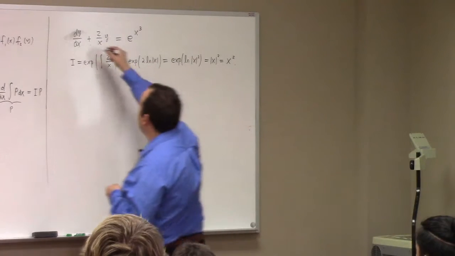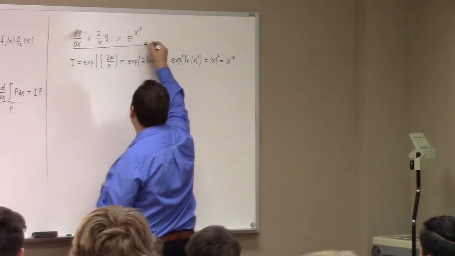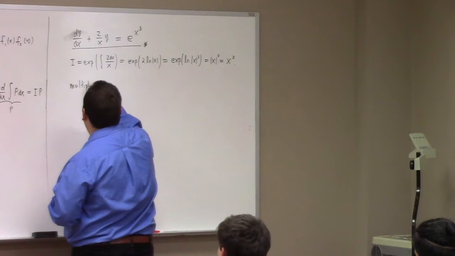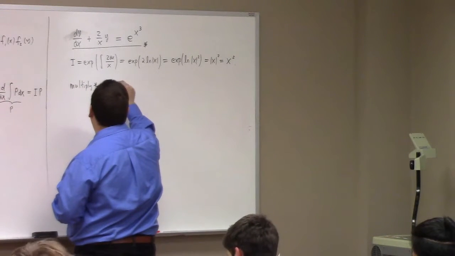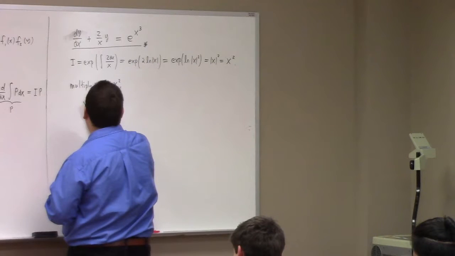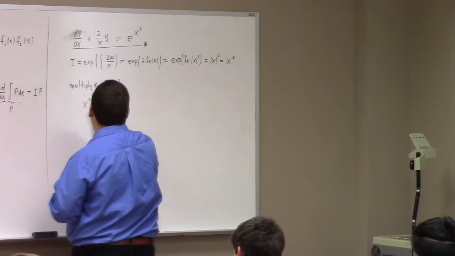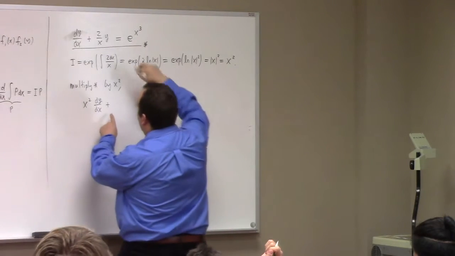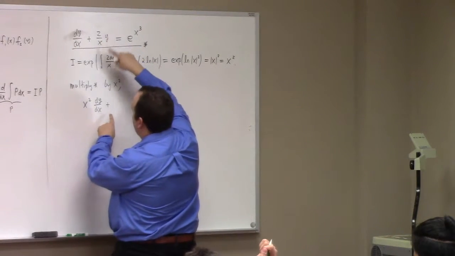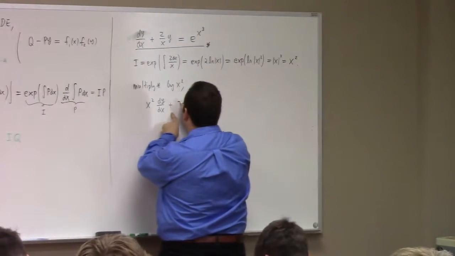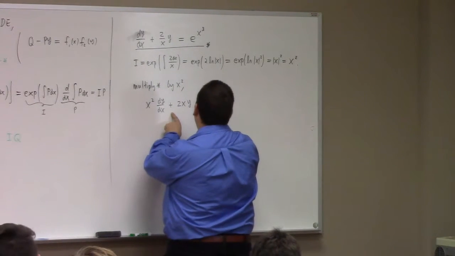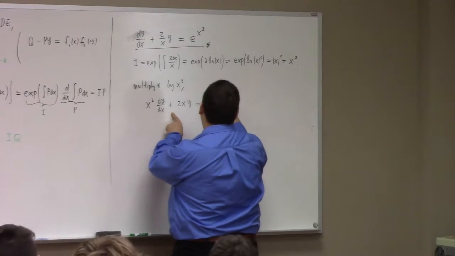So I take my handy-dandy differential equation here, multiply star by x squared. What happens? I get x squared dy/dx plus, well, let me just simplify if you don't mind. What's 2 over x times x squared? 2x y equals x squared e to the x cubed.